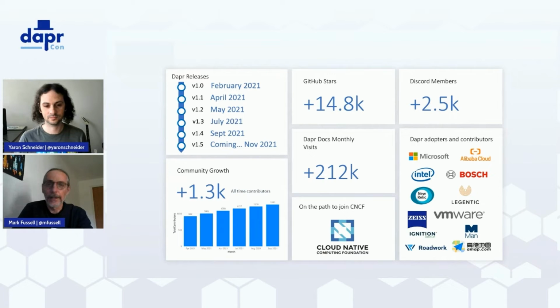We have close to 15,000 GitHub stars. There are over 2,500 members on the Discord channel, all actively helping each other. There are over 200,000 page views each month on the Dapr documentation. And all of those have really helped grow the community. But I think the most important part is that ever since the very beginning of Dapr, through all of its preview releases and recently its stable release, the community has always contributed directly into each one of the releases.